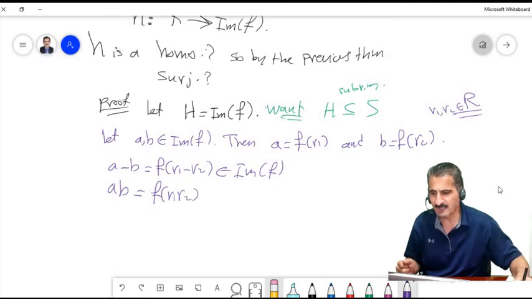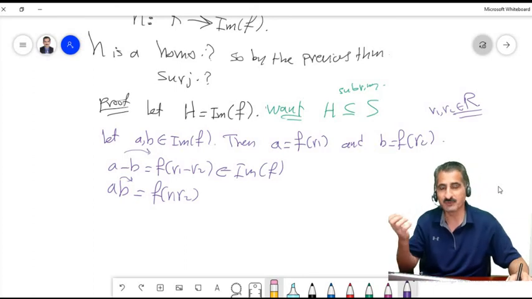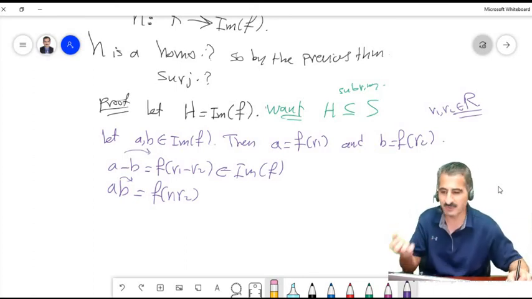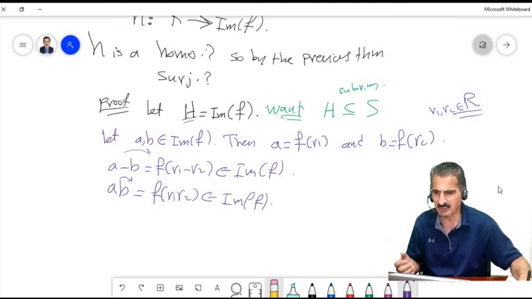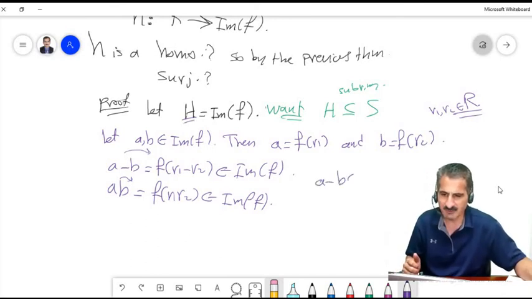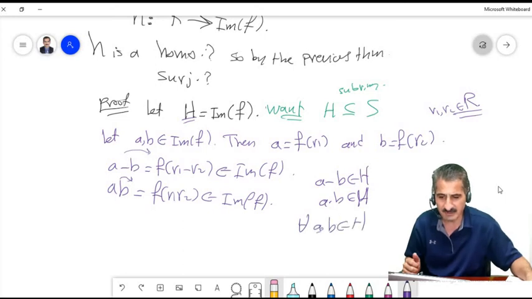Boom. a times b equals f of r1 times r2. So there are some movements from here to here. We say f of r1 minus f of r2, but f is a homomorphism. And this belongs to the image of f, and then we are done. I named this H and did not use it. So a minus b belongs to H and a times b belongs to H. And this is for every a and b inside H, and that gives H is a subring.